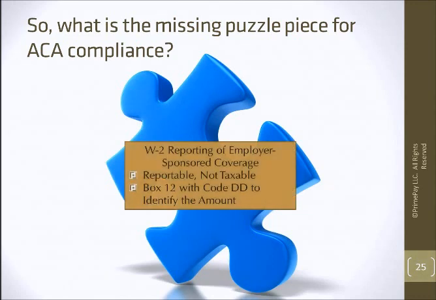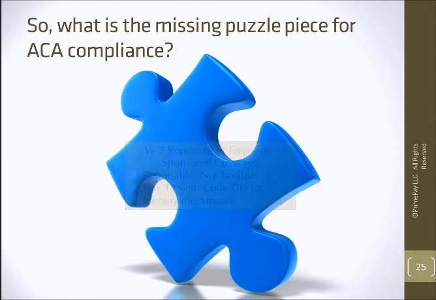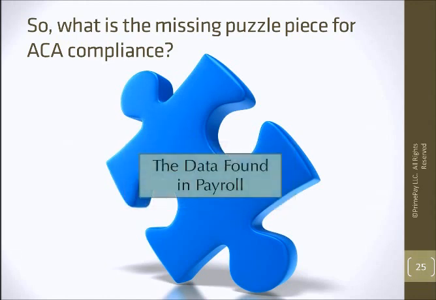So it's right there. Next, W-2 reporting. Again, it's reportable, it's not taxable. It does go into box 12 with code DD and you identify the amount right there in box 12. W-2s are clearly a payroll-driven activity, but you can also be very much involved in helping the employer understand if they need to comply and which specific benefits need to be included as part of box 12 when they report the employer-sponsored coverage. So where do you find all that information? Data is found in payroll.